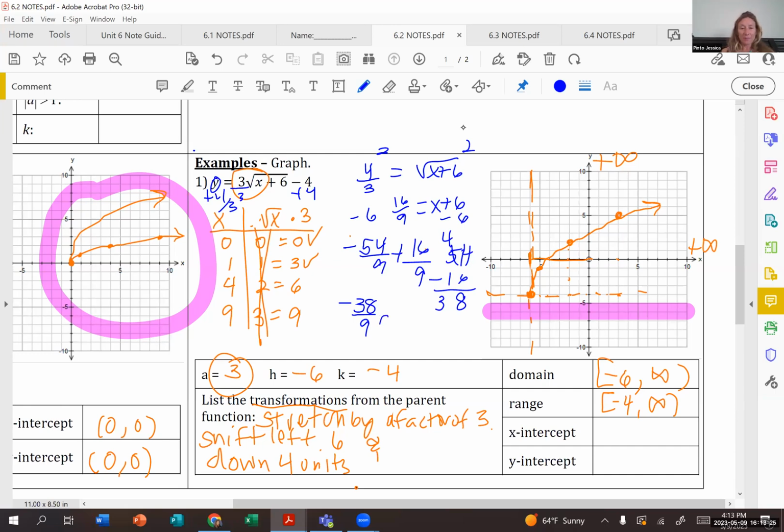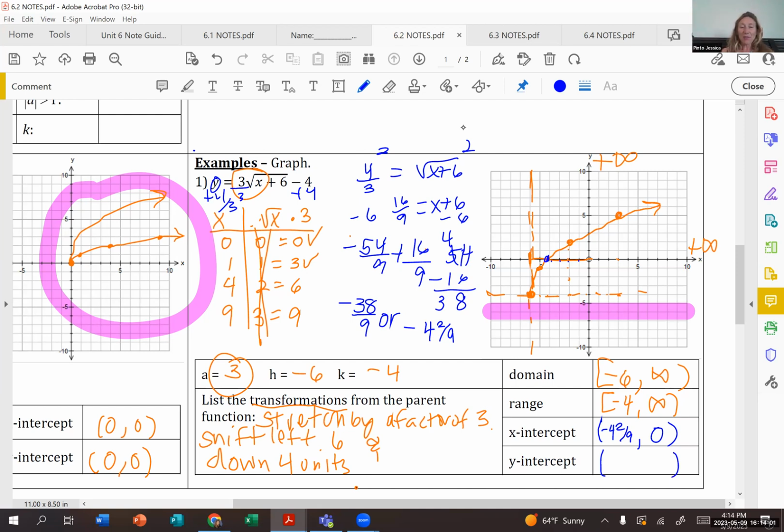Or 9 goes into 38 4 times, which would be 36, and then there'd be 2 left over, so -4 and 2/9. So that was the x-intercept. I'm going to write it as -4 and 2/9, comma 0, and then I'm going to look on my graph to see if that makes sense. So -1, 2, 3, 4. Oh, and then just a little bit more. That seems reasonable. The y-intercept, it's going to be really easy.